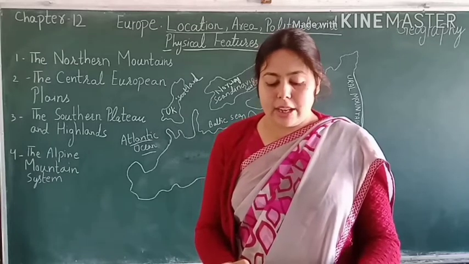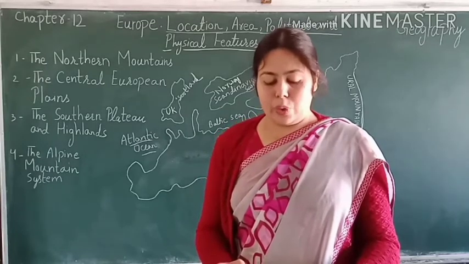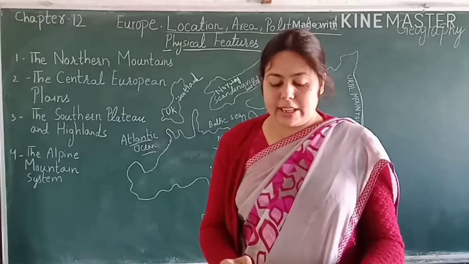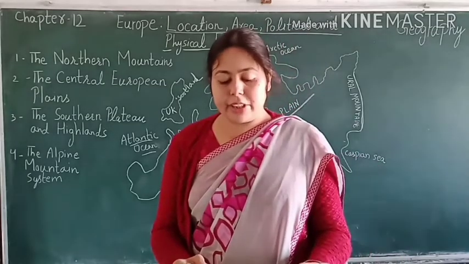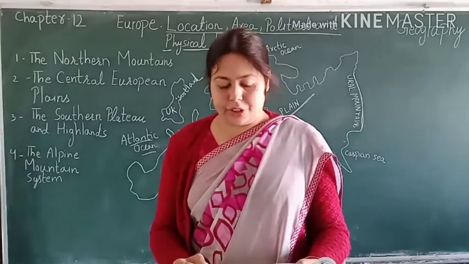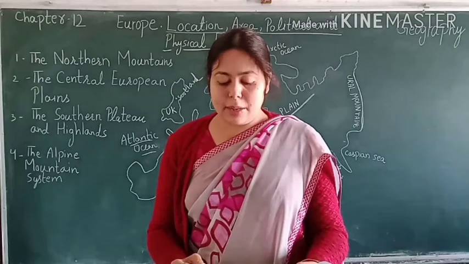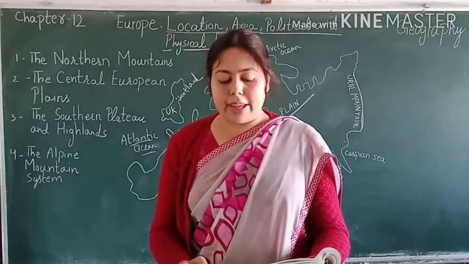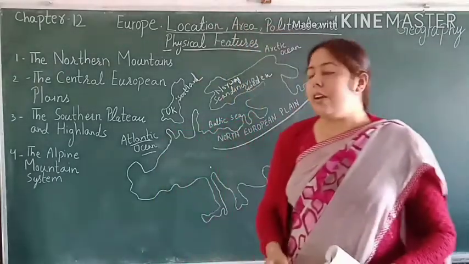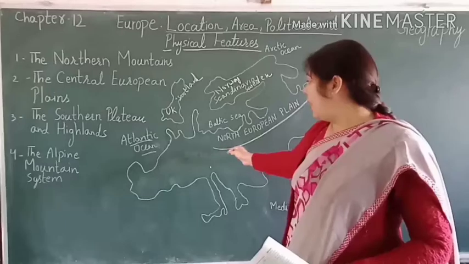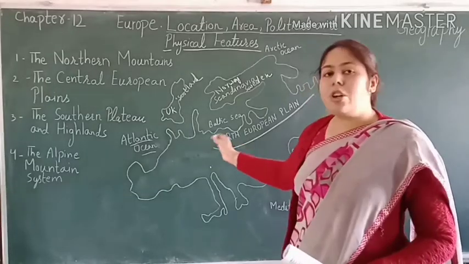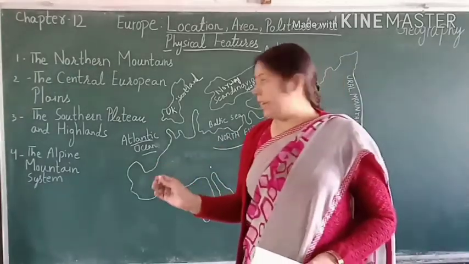These plains are not absolutely flat but are rolling lands with hills. However, they are very fertile and good for agriculture. Some of the most densely populated parts of Europe lie in this region. Why does so much of the population live in this region? Because this region is very fertile.